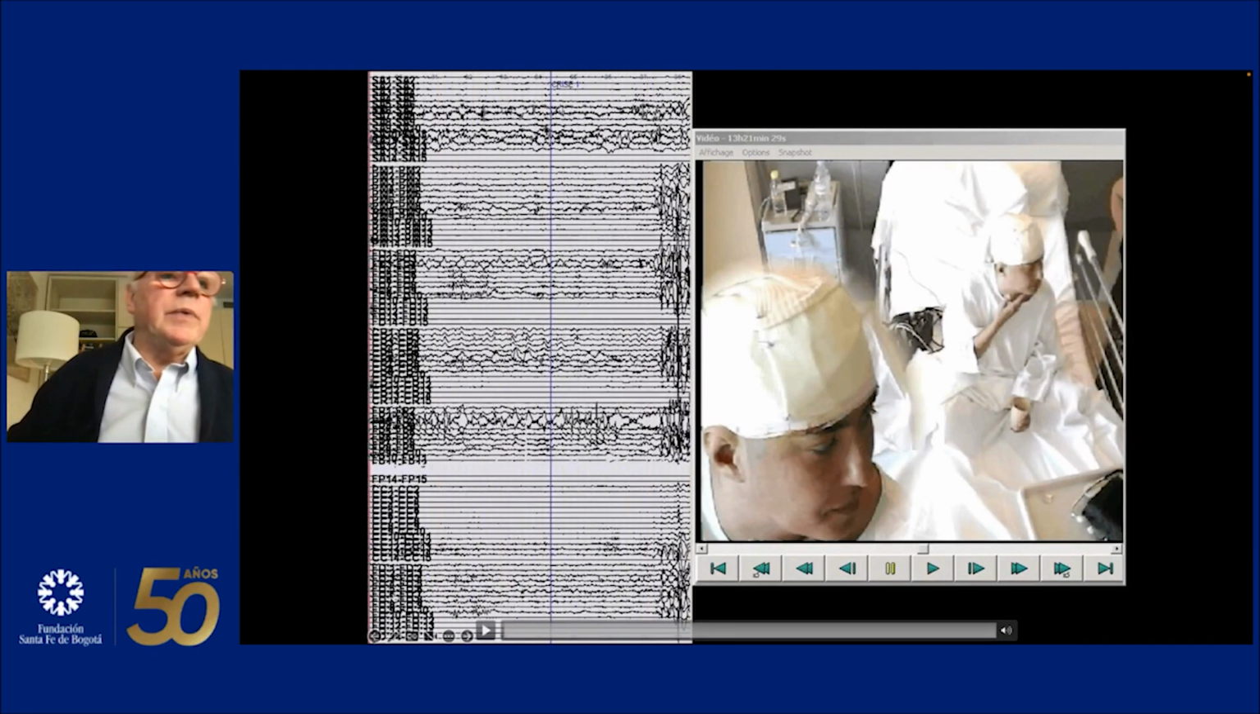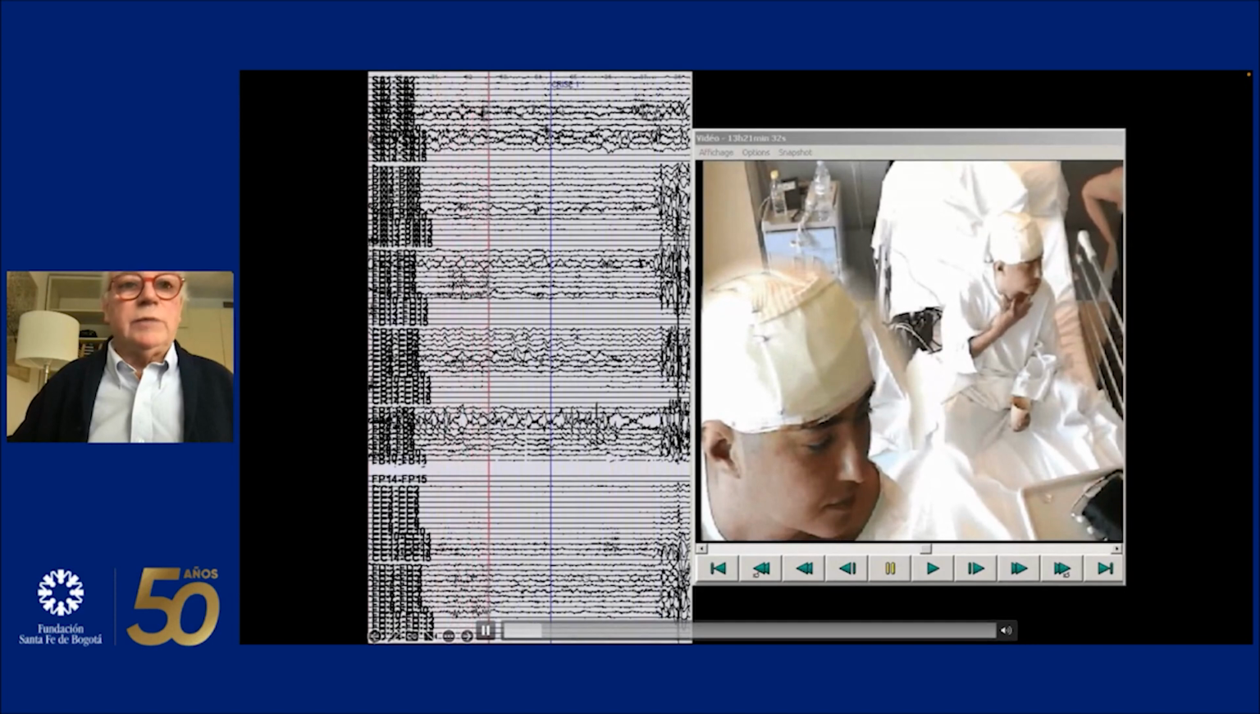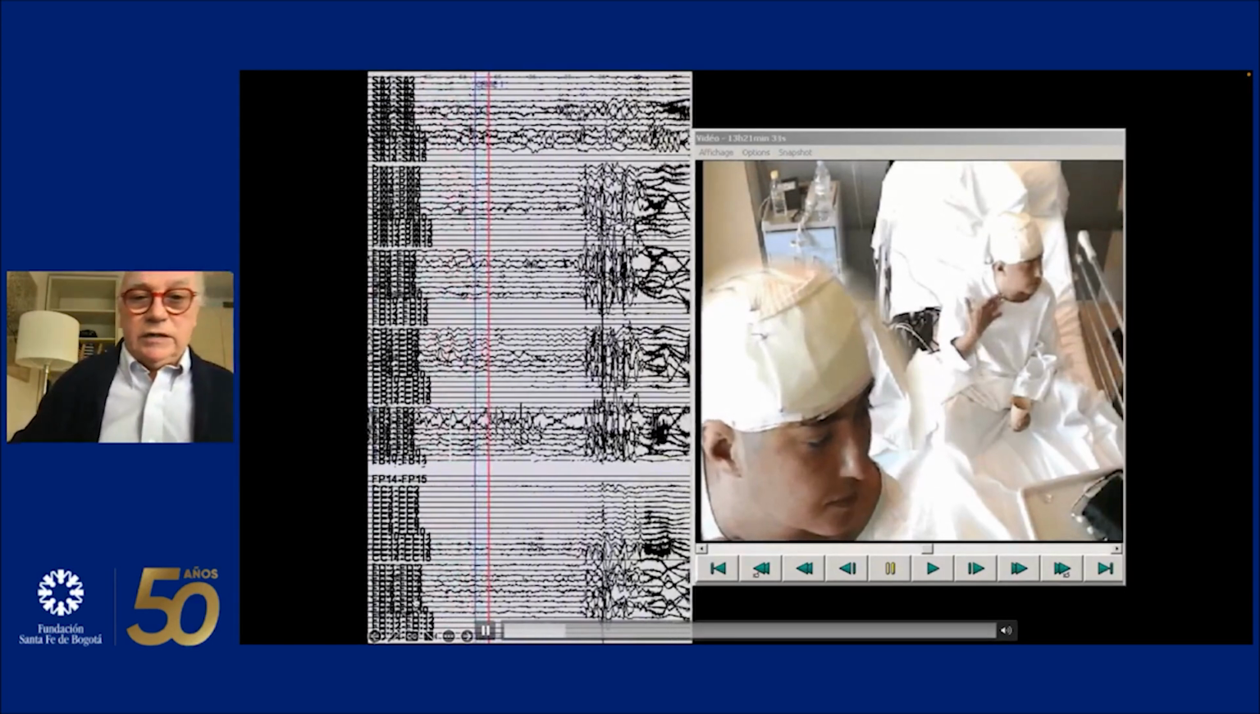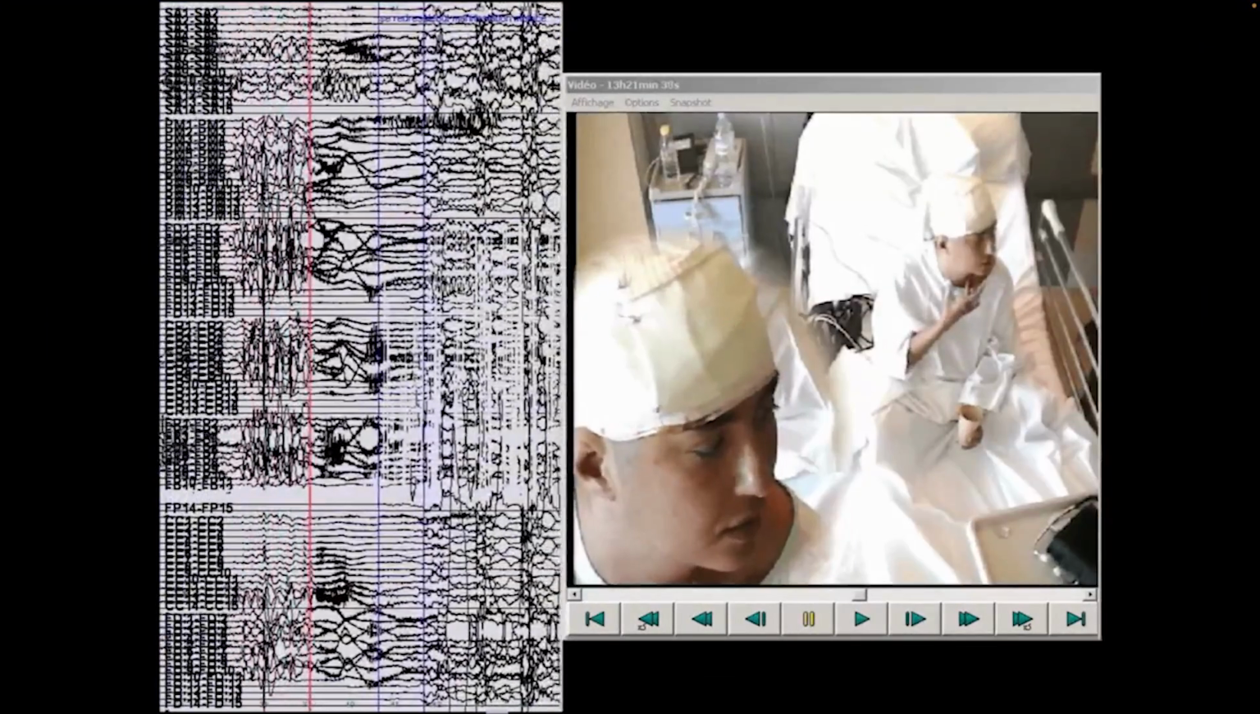I showed you this patient, so I will not repeat at length. I showed you this patient when you started. So you remember, now it's in SEEG, so you can see the discharge, and she's working with absolutely no expression of the face.